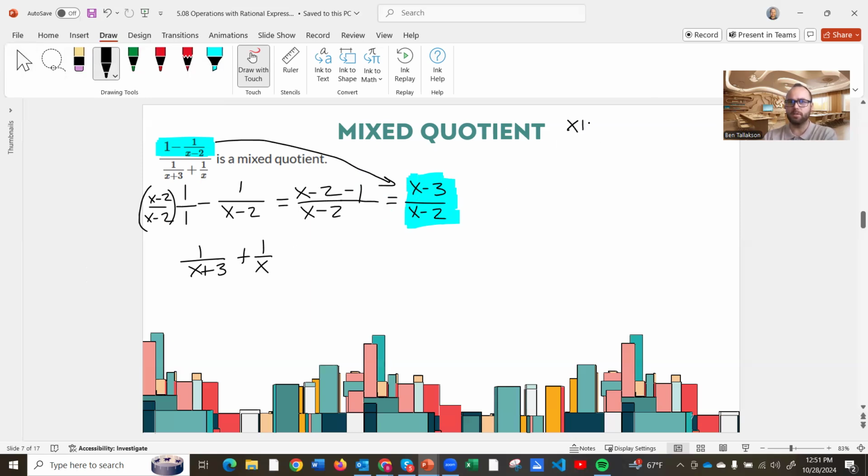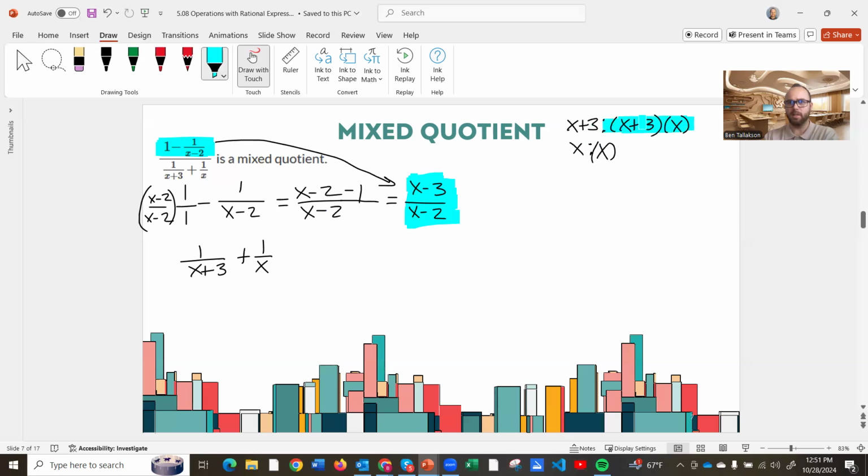Remember, you can always write out your factors on the side. So factors of x plus 3, factors of x. Those are our two denominators, right? And in order to get them to be the same, we need the same exact factors. So how do we get this to look like this? Well, we need to include what's missing, right? There is a factor of x down here that we don't have up here.